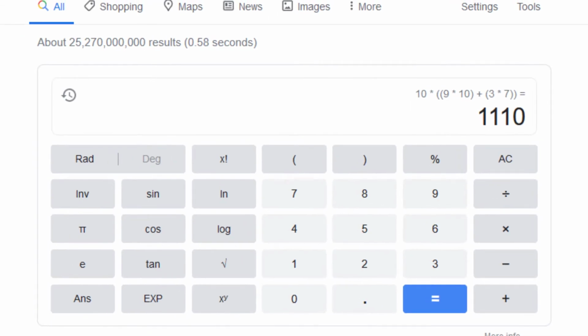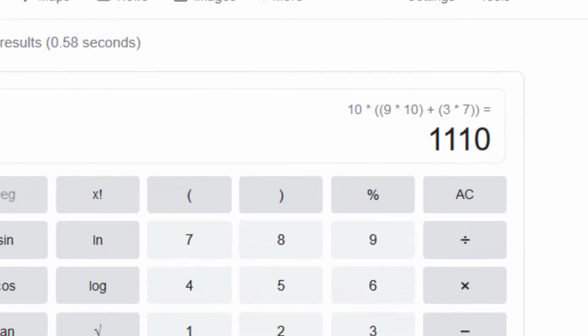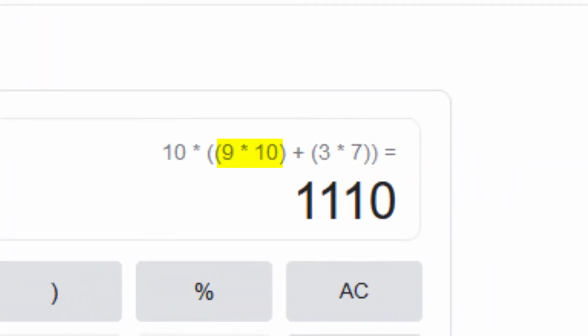What I think is kind of cool about using Google to do these is you can actually see how the computer program uses extra parentheses to kind of guide the order of operations. See the 9 times 10 and the 3 times 7? Google puts those inside the innermost parentheses. That way they happen first. Those parentheses weren't in the original problem. Google had to add them. Pretty cool, actually.